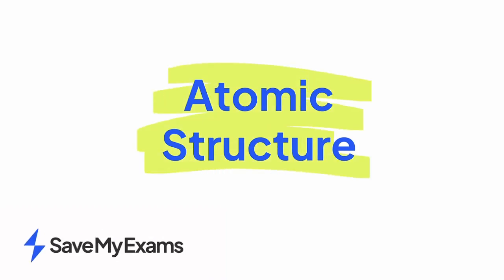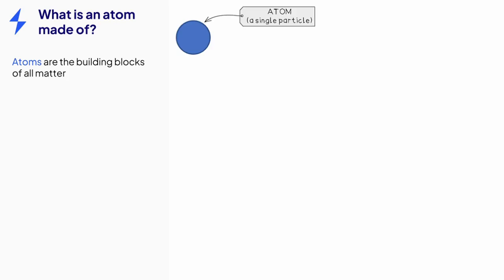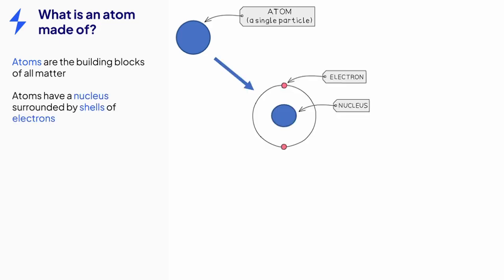In this video, we're going to look at the structure of an atom and subatomic particles. Everything is made of atoms, but what are atoms made of? You've probably been using the word particles for atoms. An atom is the smallest single particle. It contains a central nucleus that is surrounded by electrons, which are one type of subatomic particle.